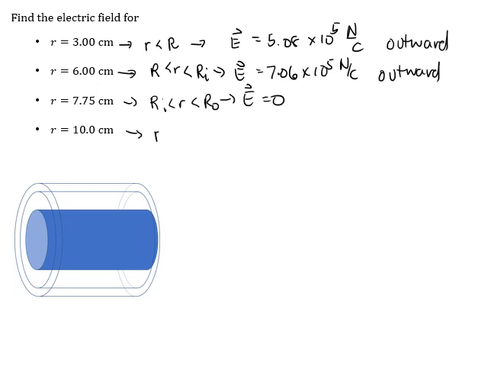And the fourth one is outside everything. And that's where your electric field is equal to minus 3.41 times 10 to the 5 newtons per coulomb. Because it's negative, it points radially inward.